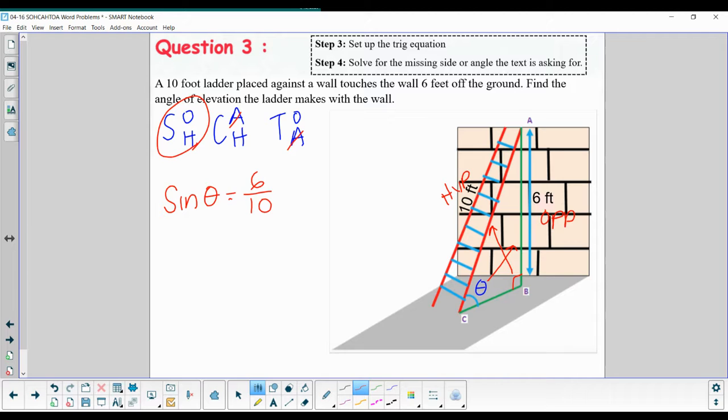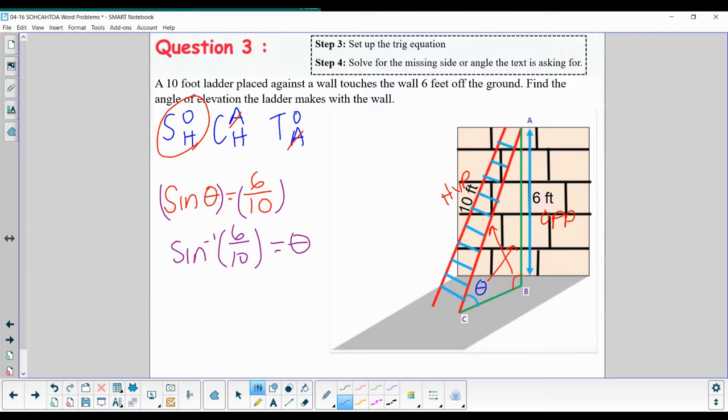So now I'm stuck because I don't know what this is. I can't just type sine theta in my calculator. So we learned the other day how to find the inverse. So if we take the inverse of both sides, I'm going to make this sine to the -1, or the inverse sine of 6/10 is equal to theta. And now I can type that into my calculator.